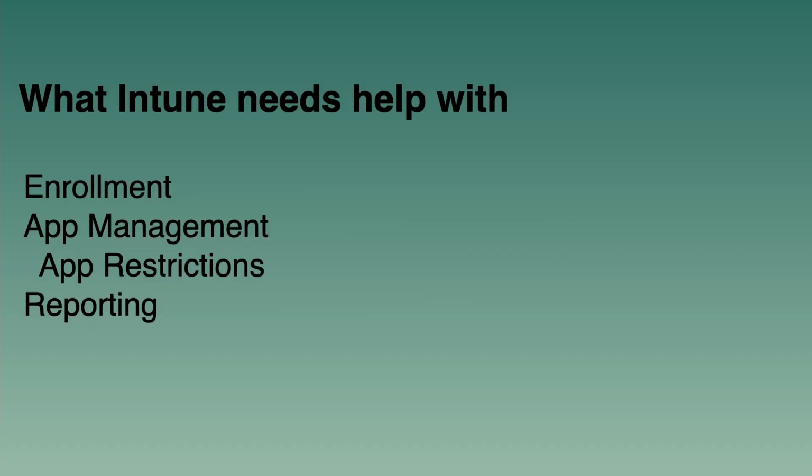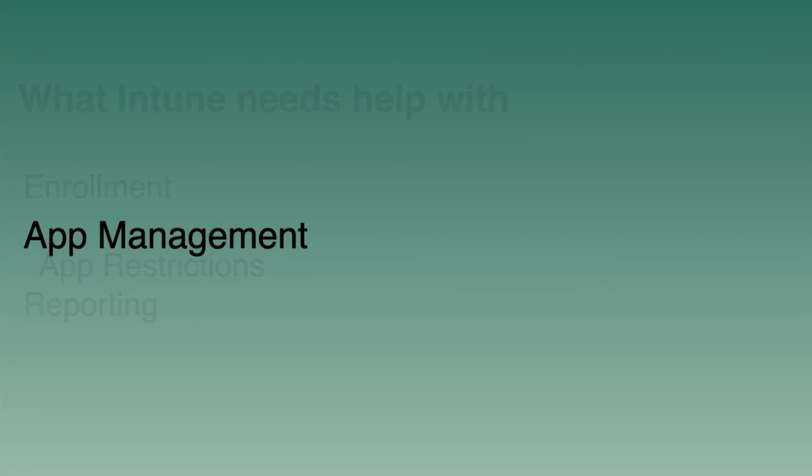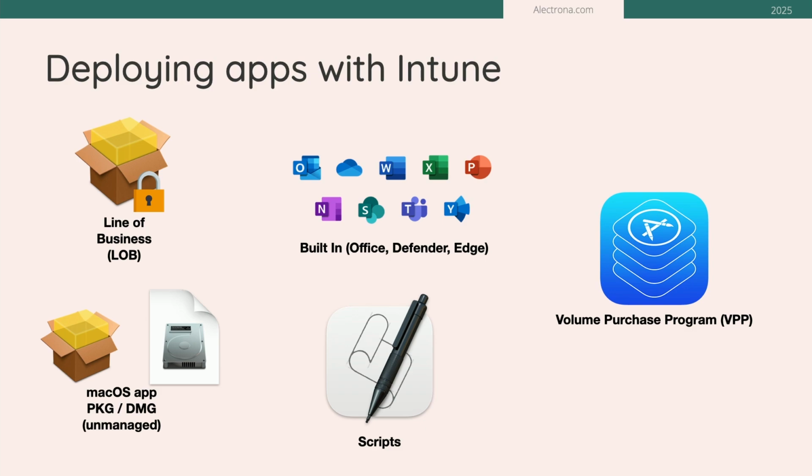So another thing we wanted to cover, with what Intune needs a little help with, is app management. That's one thing that personally frustrates me a bit with the native ways that Intune deals with package management and app updates overall. Natively, you have 5 different options for installing apps via Intune. You can do line of business, which we discussed earlier, the built-in installers for Office, Defender, and Edge. You have the volume purchase program. You can leverage scripts to curl down packages from either the vendors themselves or, if you host it elsewhere for version control, as well as the macOS app package or DMG, which is unmanaged, but does allow the most flexibility.